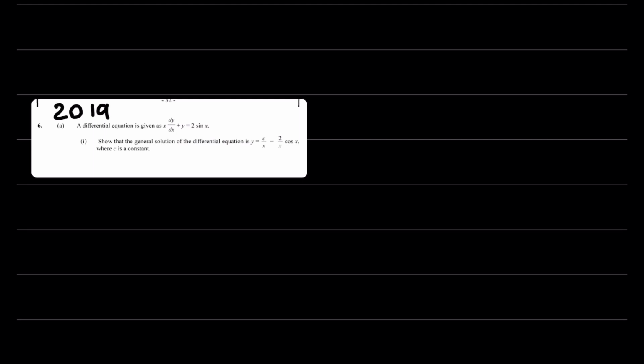But again, let's just rewrite the equation. As soon as we rewrite the equation, we're going to have x dy by dx plus y equal to 2 sine x. Okay, so we have that. Well, what do we do now? We have to find a way to make this go away.